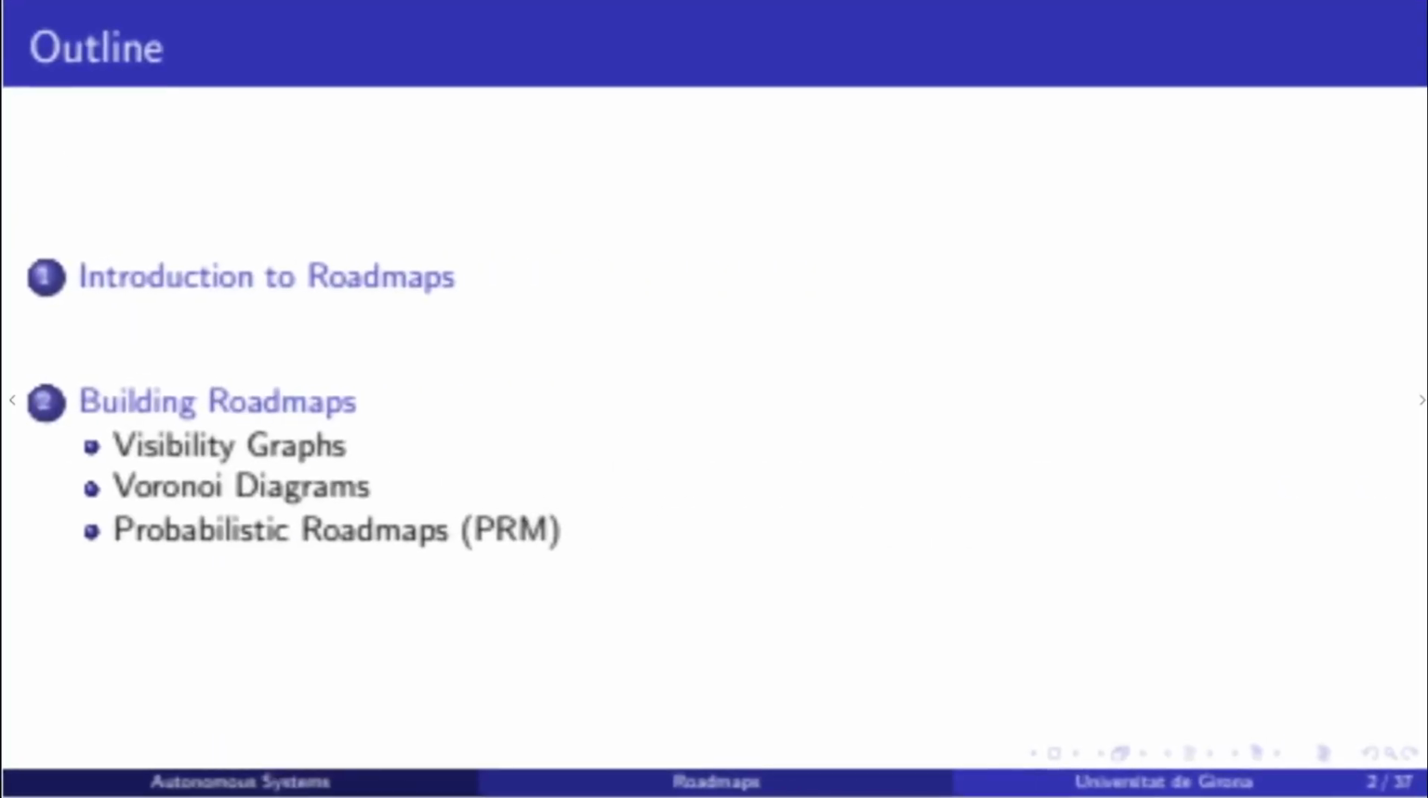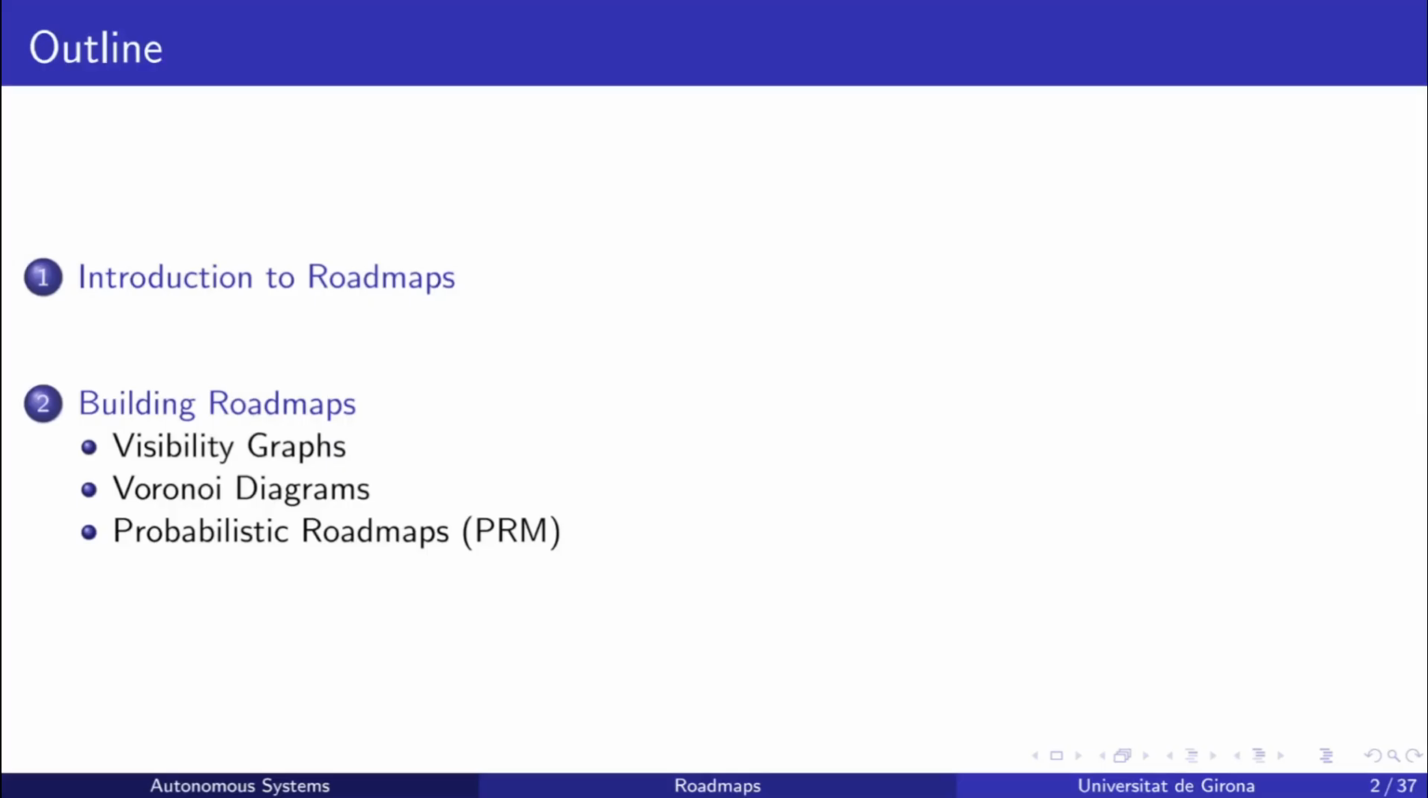That is about roadmaps. Okay, let's first introduce what is a roadmap, or what we call a roadmap in the sense of motion planning, and then we will see three kinds of roadmaps, and the algorithms that we use to build them.